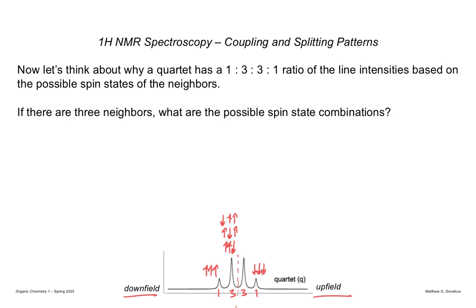So for the upfield one, we now need 2 down and 1 up. And then we just move the up one along. So down, up, down, up, down, down. So again, those are spin state combinations.